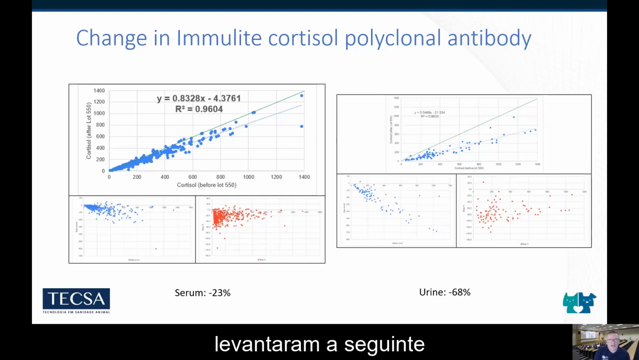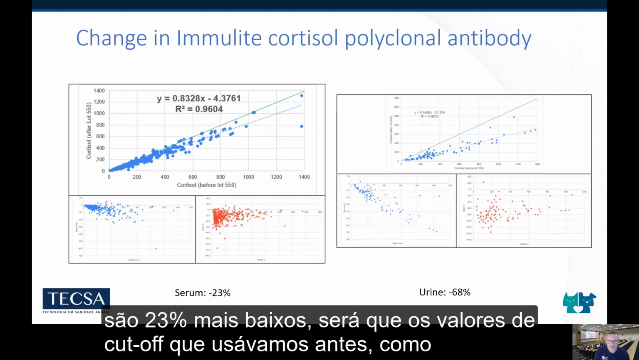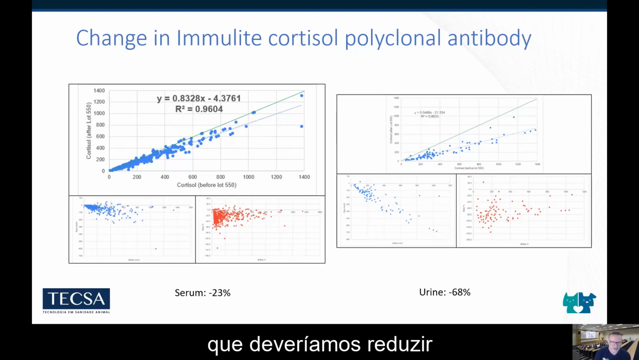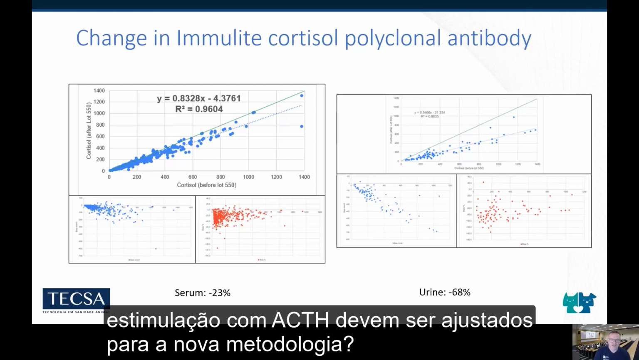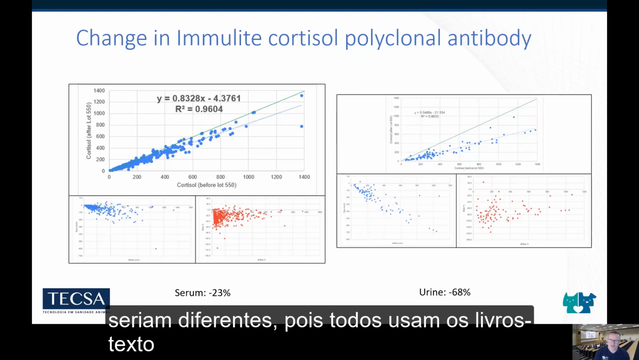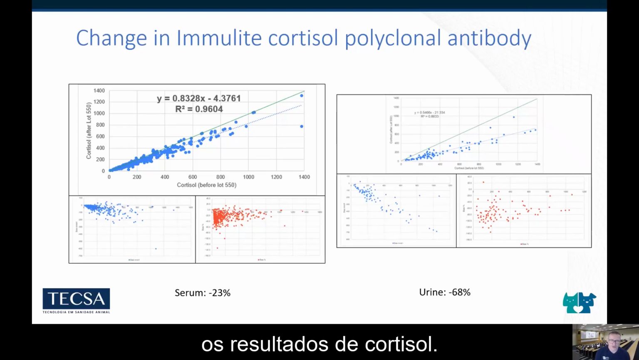So that caused labs to question: if the results are coming out 23% less, does that mean some of the cutoff values that we've used before, maybe an 8-hour low-dose dexamethasone suppression test cutoff of 14 nmol/L, should we be bringing that cutoff value down by 20 or 25%? Should our ACTH stim test reference intervals be adjusted because of this new methodology? But then our reference intervals will be different from everybody else's, and everyone else is using textbooks to decide what they should do with their cortisol results. And so it created a bit of a fuss.